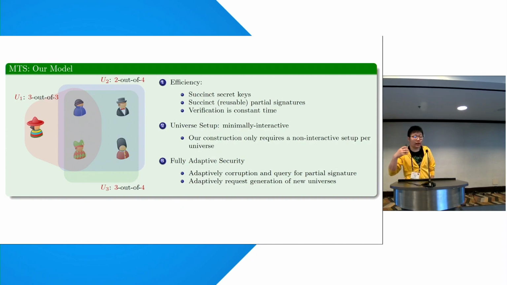So usually in a single universe, when you consider fully adaptive security, the adversary can adaptively corrupt parties and query some partial signatures. Here, we also allow the adversary to adaptively request the generation of universes. And even then, he shouldn't be able to forge a signature. I also want to mention that our correctness guarantee is defined against malicious adversaries. So our scheme is robust against malicious adversaries.